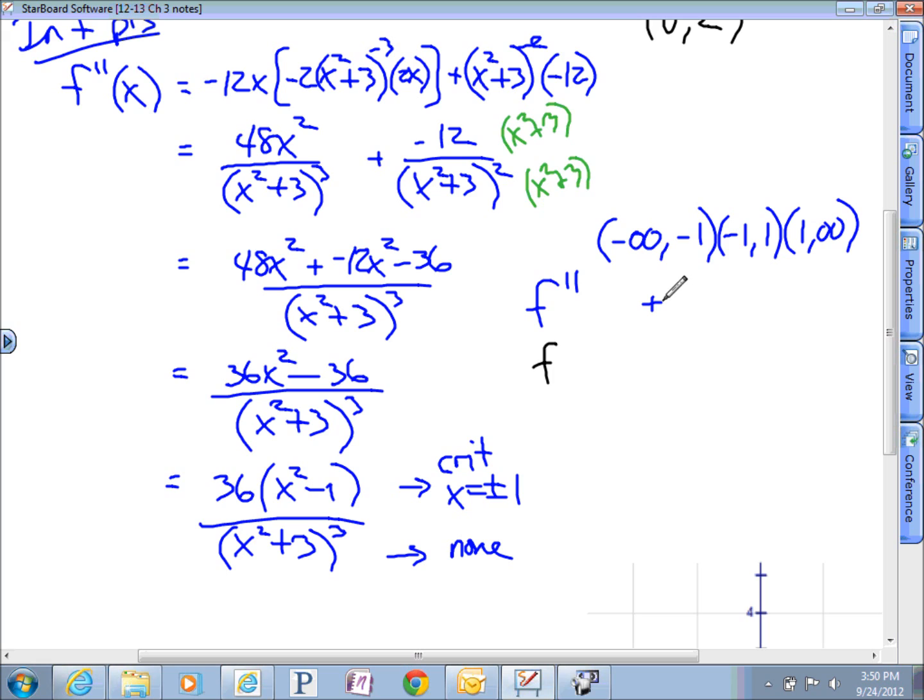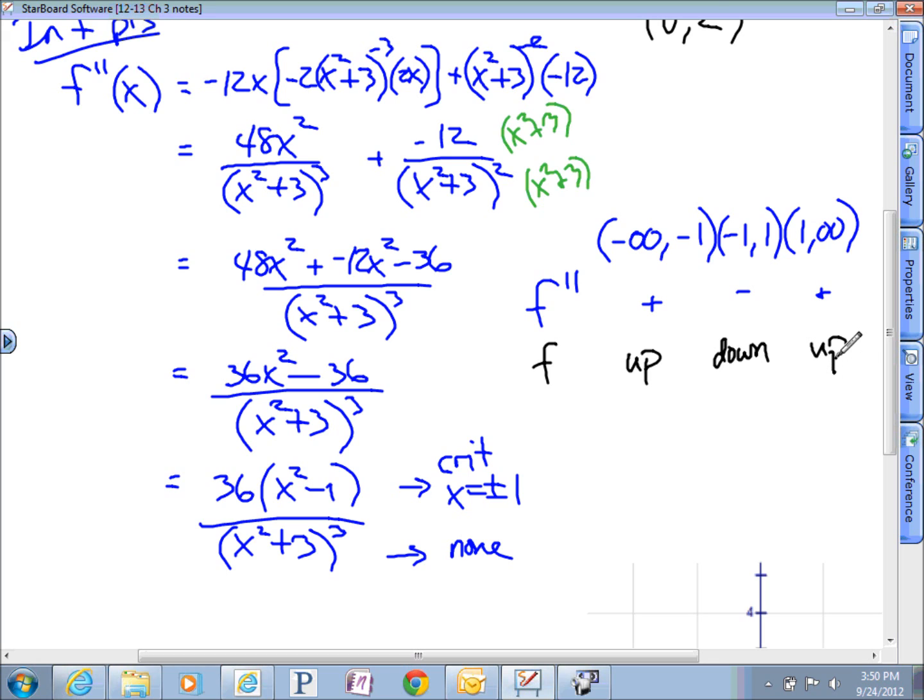What will that mean about my function? My function is going to be concave upward in that interval. Take a number like 0, plug it in the second derivative. Numerator is going to be negative. That's the only thing that matters because denominator is always positive. That means we found that this function is going to be concave downward in that middle interval. And if we plug in positive 2, like what happened when we plugged in negative 2, this is going to be a plus, and my function is going to be concave upward.